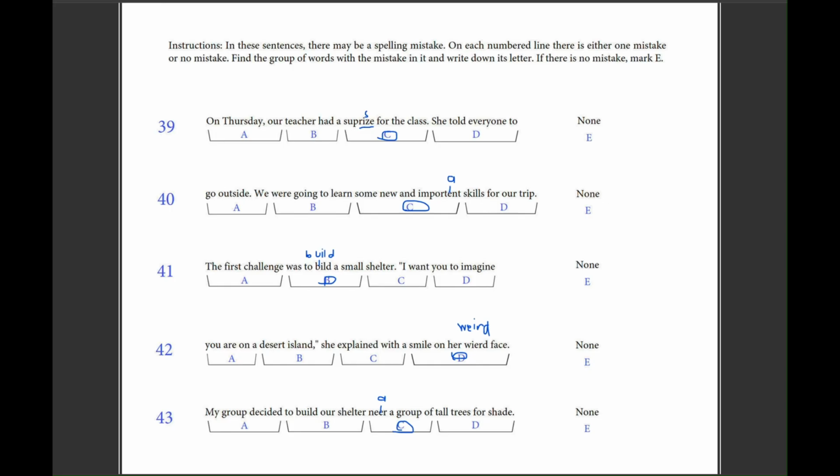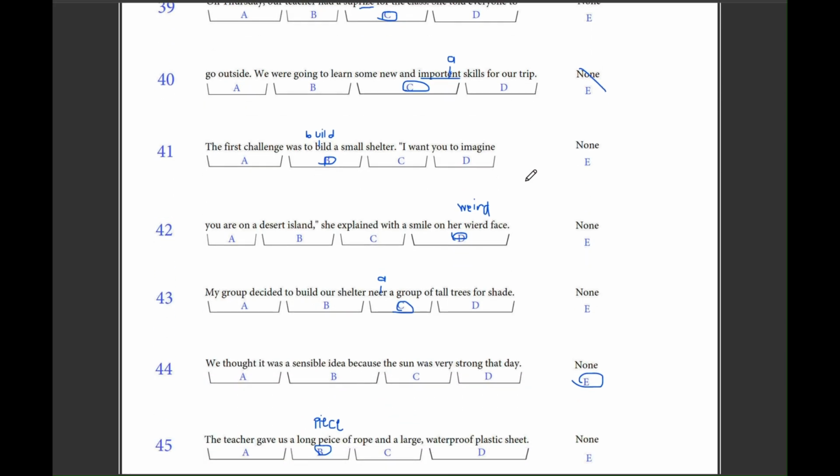Question 40. For question 40, another spelling challenge. The phrase is learn some new and important skills. The choices are A, learn some, B, new and, C, important, D, skills for our trip, and E, none. Why not E? Because C is definitely wrong. That makes the answer C, important. The explanation clearly states that the correct spelling is important.